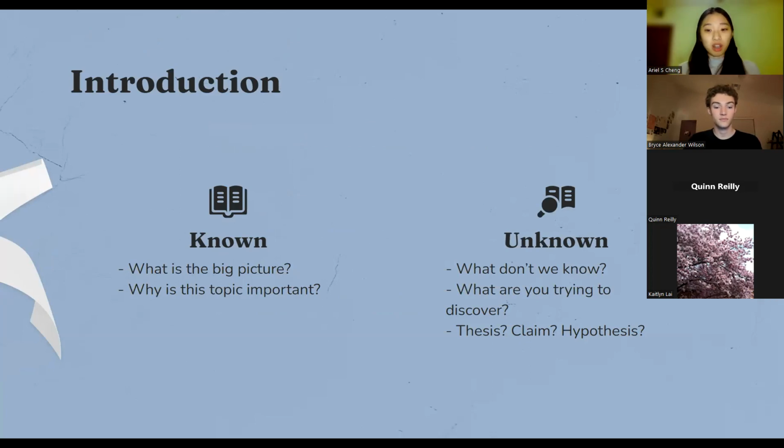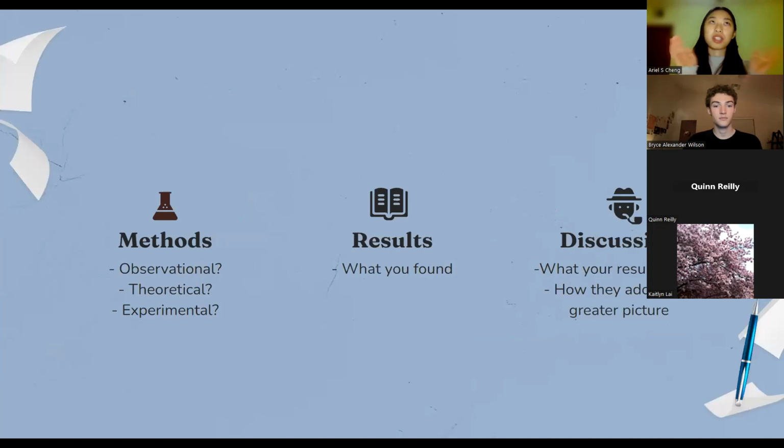And then you also want to talk about what is unknown in that field, in the sense that you want to add to what is unknown. You want to answer those questions, and that way it also emphasizes how important your research is. So what do we know about this certain field? And how are you working to answer that unknown? You can also state your thesis, claim, or hypothesis in this section, but try to limit this to 1 to 2 sentences for the introduction. But of course it can vary.